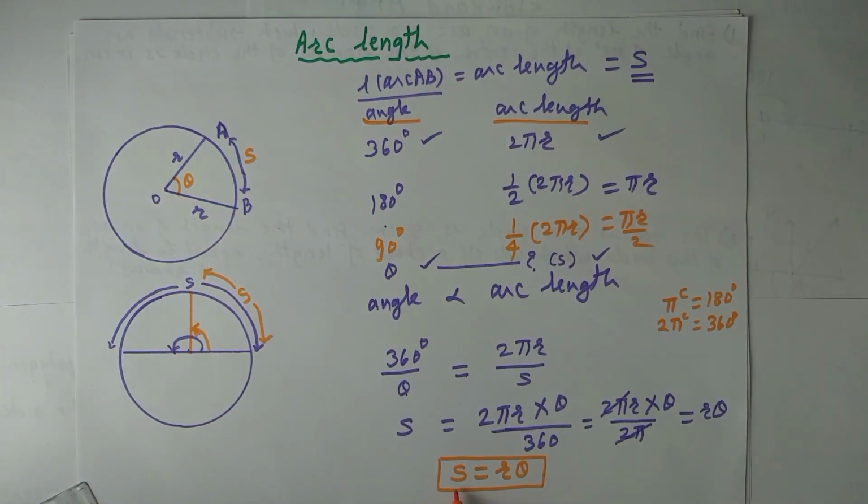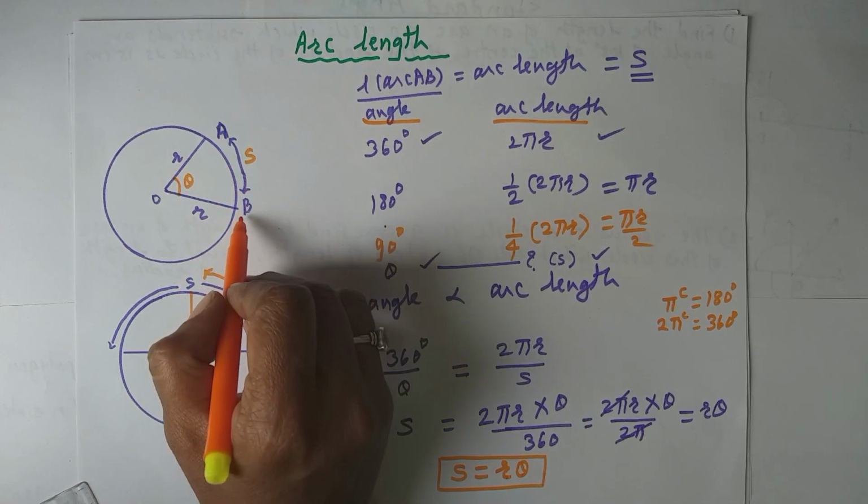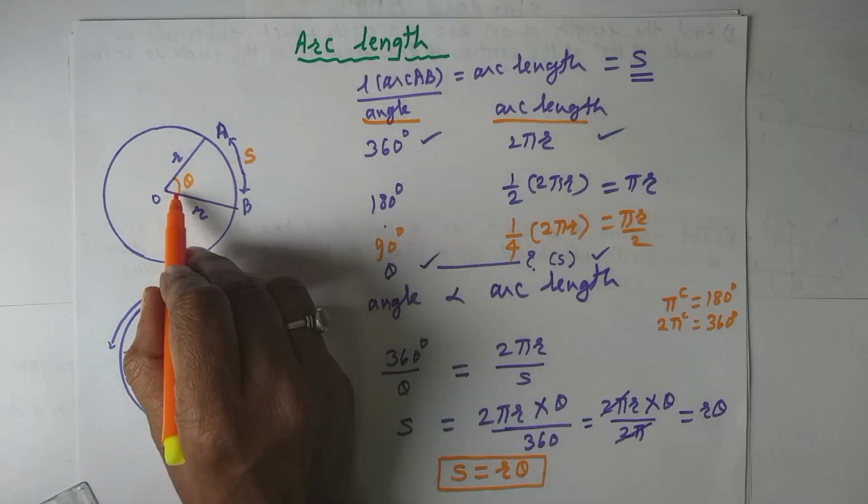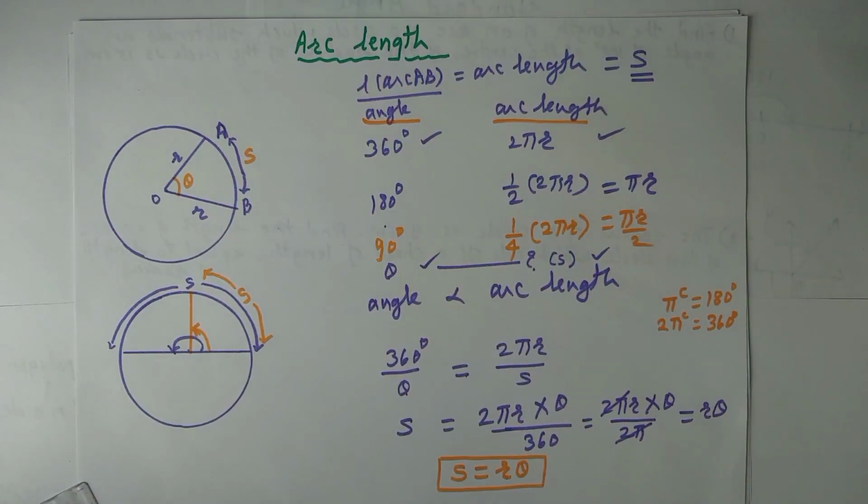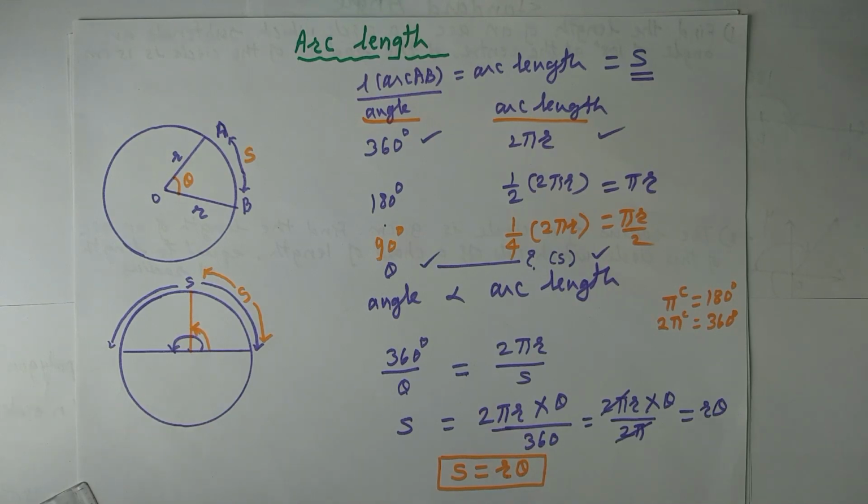Here S is arc length, R is radius of circle, and theta is the angle made by this arc having length S at the center of circle. Is it clear to you what is meant by arc length? Then we will see some problems on arc length. You remember this formula? Then let's see the problems one by one.